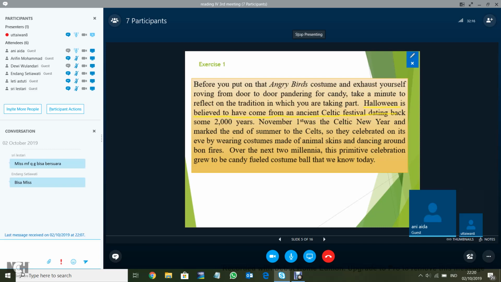Wait, we are talking about main idea. Kita kan bahasnya tentang ide pokok ya. Yang ide pokok. Ide pokok itu kan yang the main idea. Yeah, Mr. Arifin, what do you want to talk about? Do you want to say something?